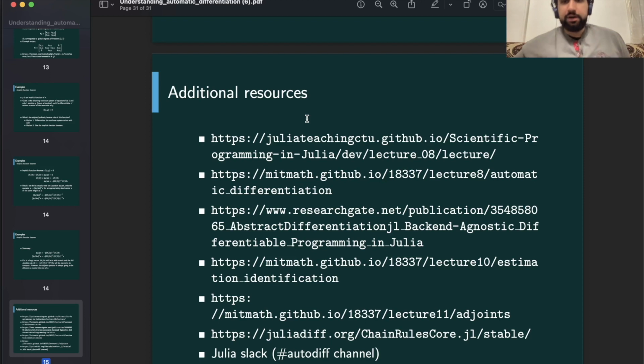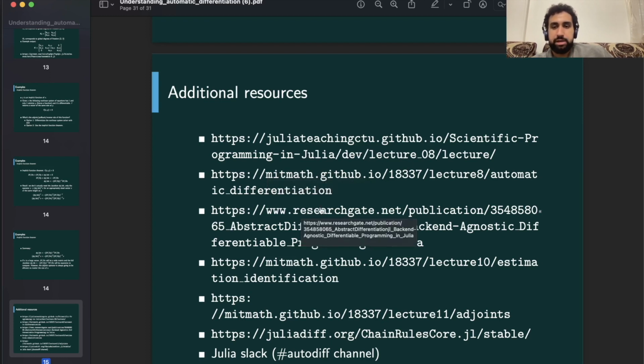So this is really everything I wanted to discuss in today's talk or video, and I'm going to leave you at the end with a few resources that you might be interested in. So there's this really nice course here for scientific programming that I was recently pointed to, and it covers automatic differentiation. There's a couple resources from the MIT math course on automatic differentiation.